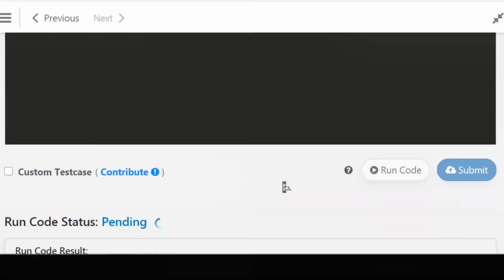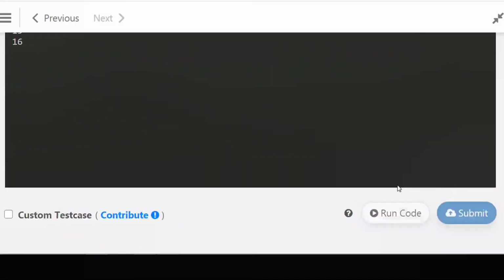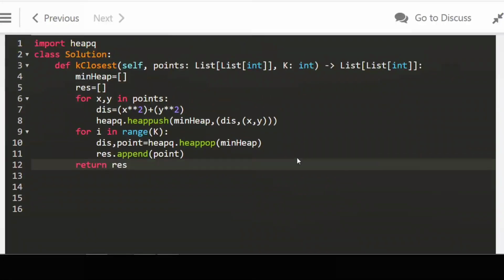Now we'll check whether our code is working or not. Yes, the code is running successfully. Now I will submit it. Yeah, it got accepted.